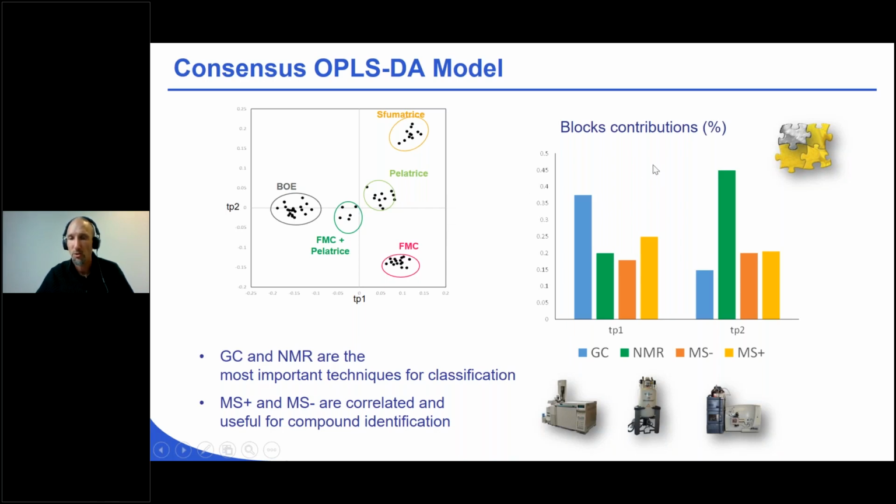But we were also happy to see that the second component that distinguishes the samples in the vertical direction was mainly linked with data associated with NMR. So it means that in that case, probably non-polar compounds were associated with the measurement that we get with NMR. So a nice complementary information obtained with these 2 techniques.